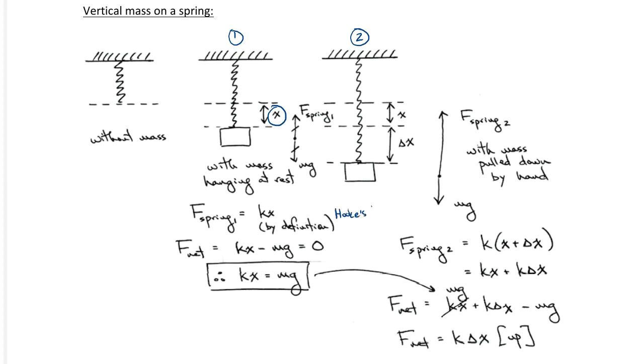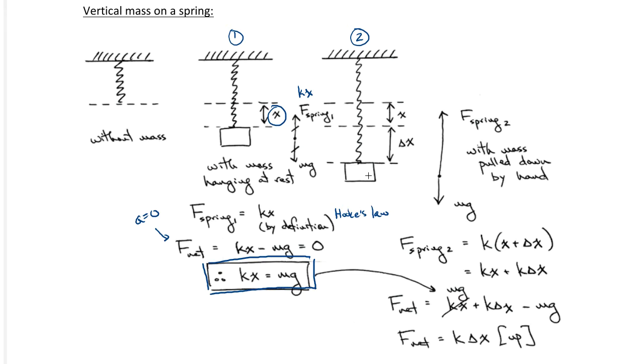And because the net force must be equal to 0 for no acceleration, there's no acceleration in this case, we must have our upwards force, which is equal to kx, that's our spring force, equal to our downwards force mg. mg being the weight of the mass on the spring. So kx minus mg is equal to 0, or kx is equal to mg. Our upwards force, the spring force, is equal to the downwards force, the weight of the mass.